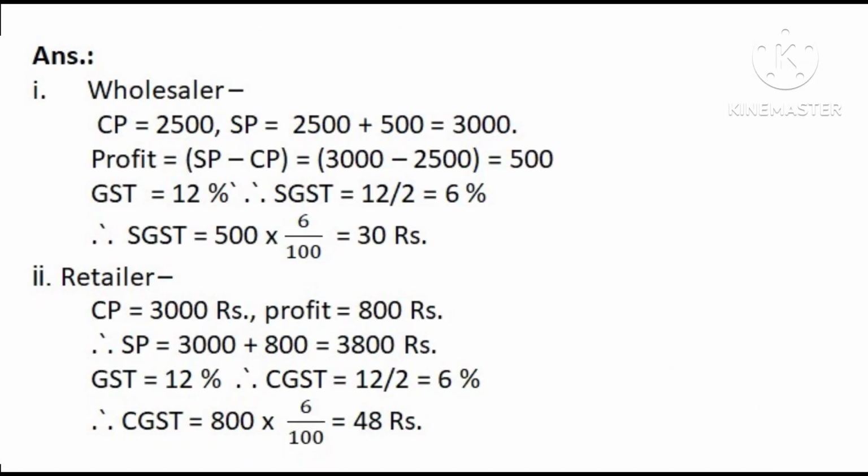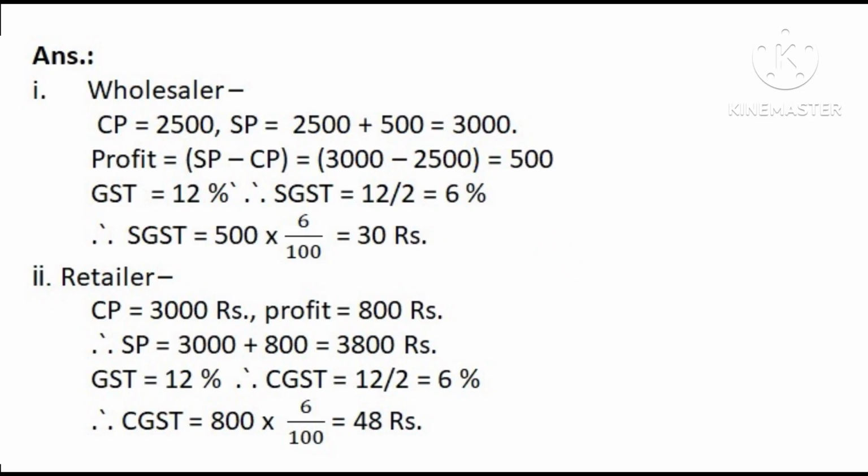Answer. For the wet grinder, we have to find out GST paid by the wholesaler to the government. We know that GST has to be paid on his profit. His profit is 500 rupees. Sales are intrastate, meaning in the same state. Therefore GST to be paid to the state government, SGST, is half of the 12% GST rate, that is 6%. Therefore GST to be paid to the state government is equal to 500 multiplied by 6 divided by 100, equal to 30 rupees.